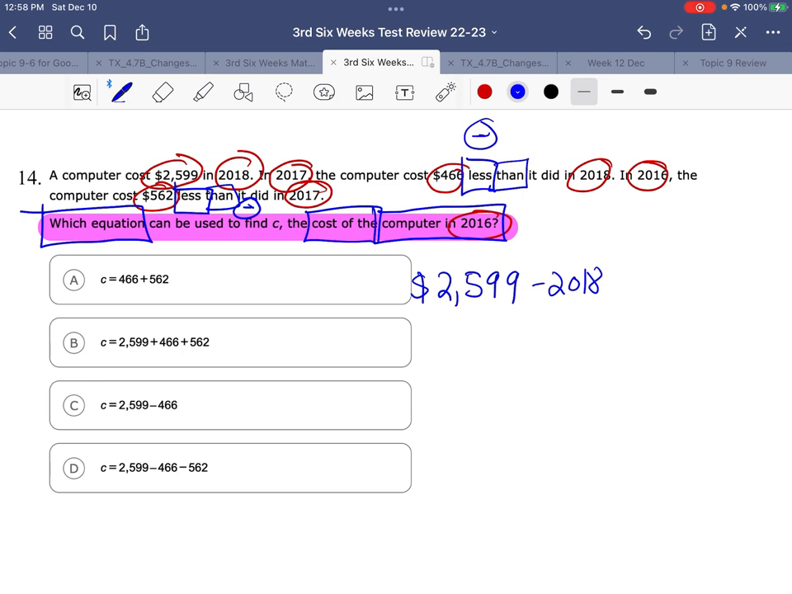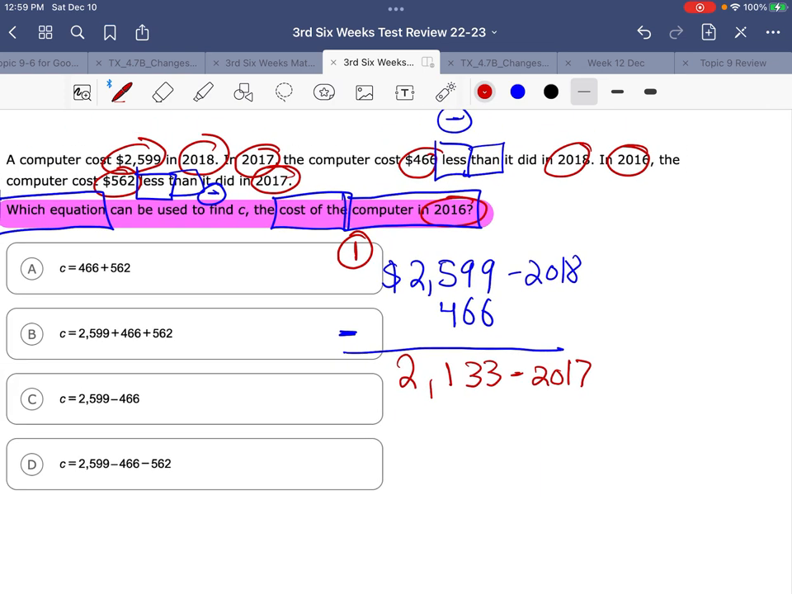Okay. In 2017, the computer cost $466 less than it did in 2018. So that less than is telling me I'm going to subtract, and I'm going to subtract 466. And when I subtract it, 9 minus 6 is 3. 3 again. 5 minus 4 is 1, 2. So I know that in 2017, the computer cost $2,133. Okay, that's my first step.